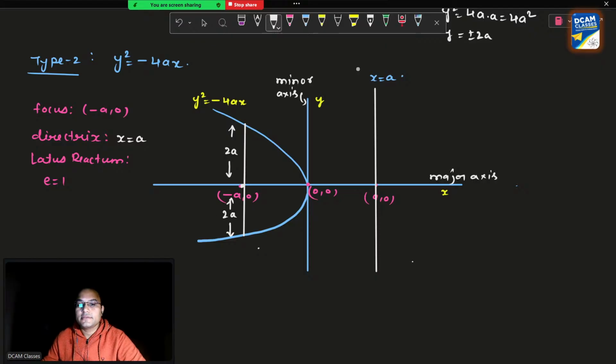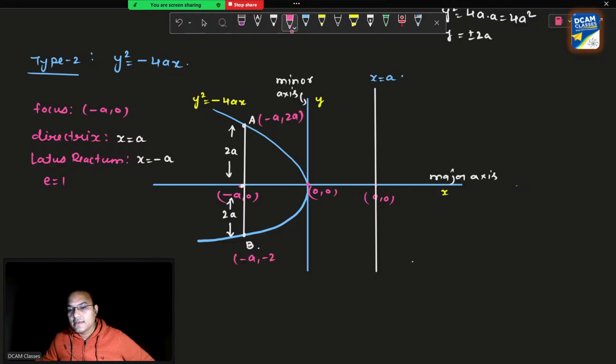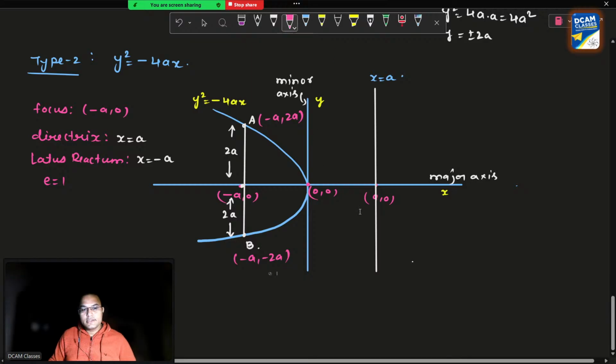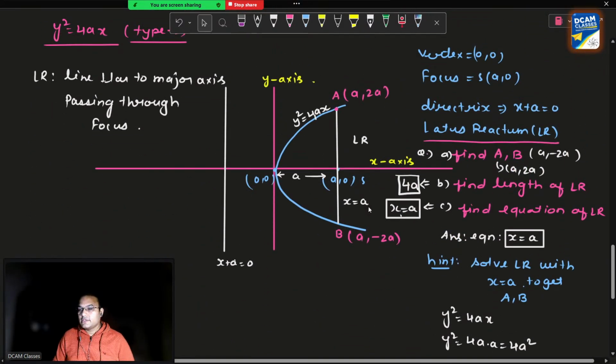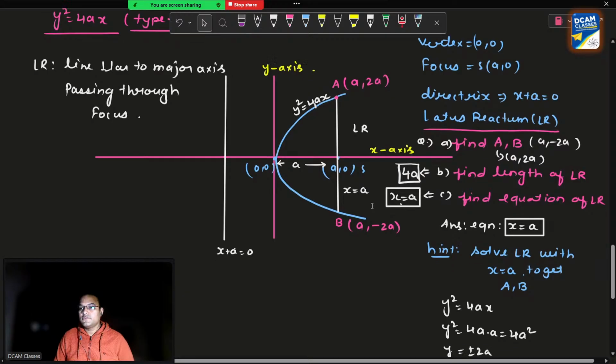But what will be its equation? X is equal to minus a. What will be the points A and B where the latus rectum is cutting the parabola? Minus a comma 2a and minus a comma minus 2a. Very good. It's easy, na? I think this is all. We've done everything. Latus rectum, directrix, focus, vertex. That's only 4 things we want.